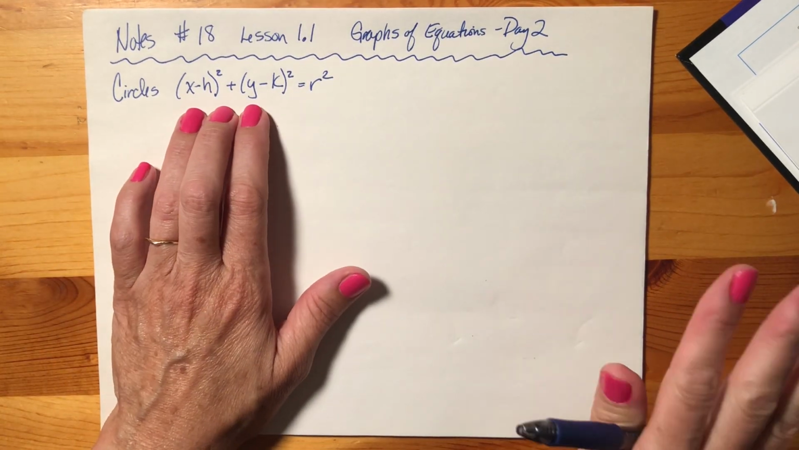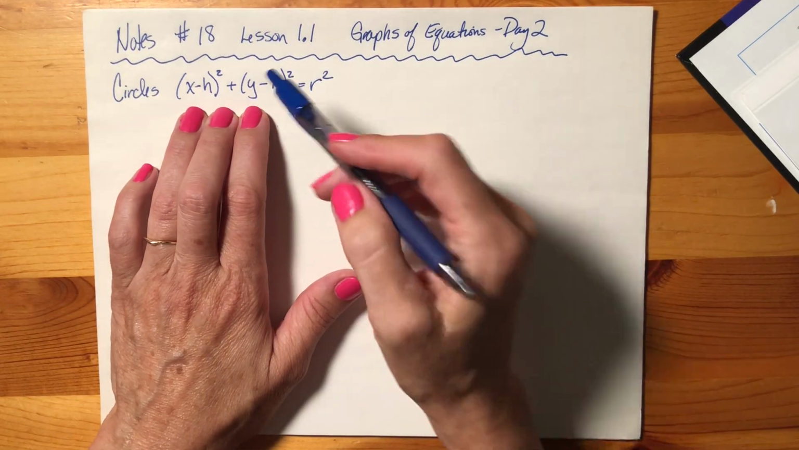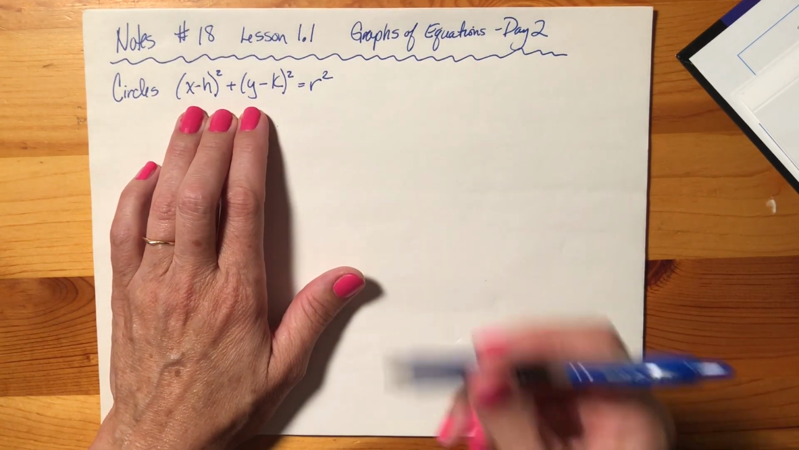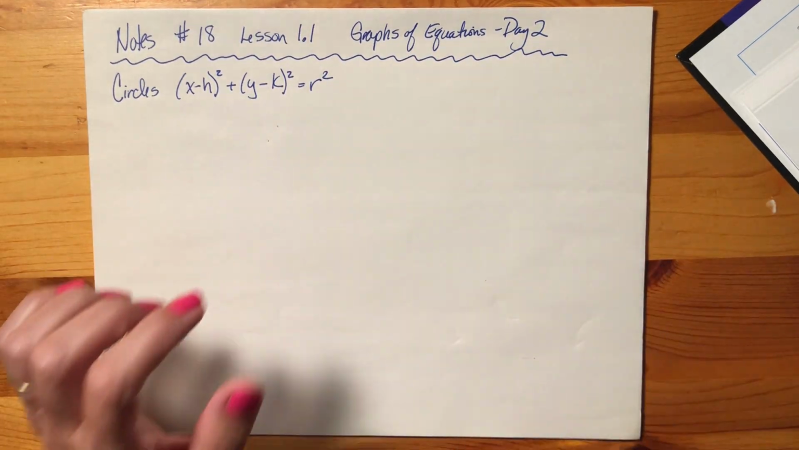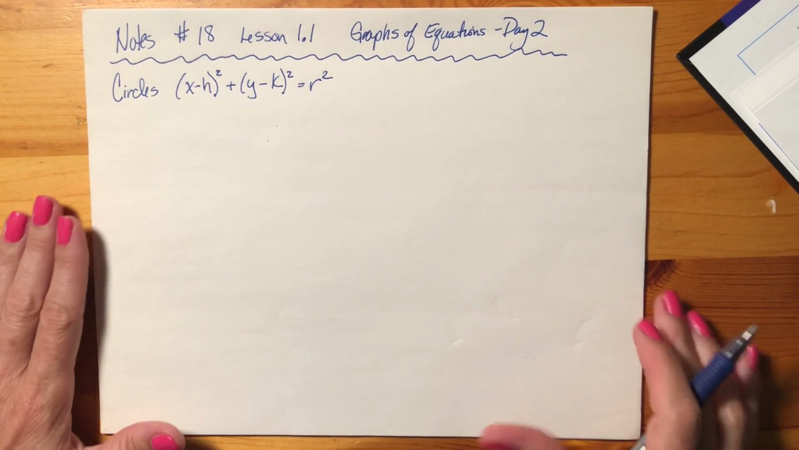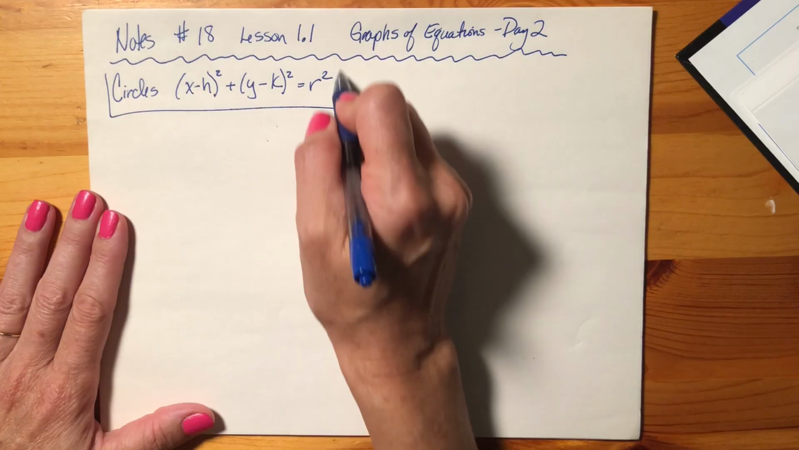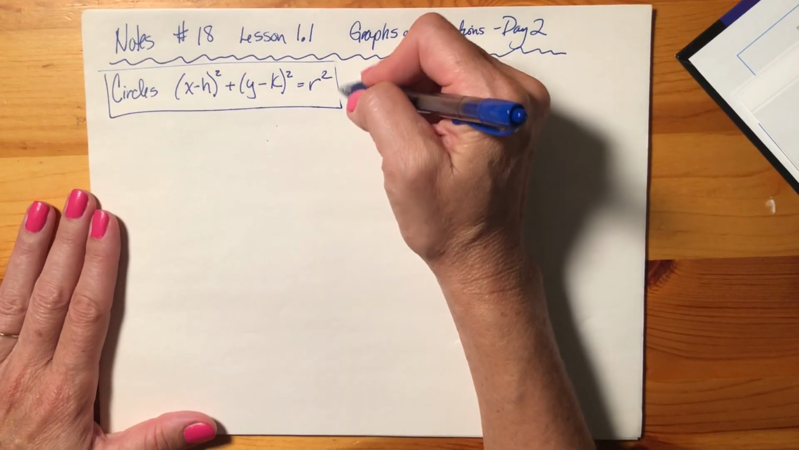You already know the formula for a circle, I'm pretty sure. That's (x minus h) quantity squared plus (y minus k) quantity squared is equal to r squared. This is what's called standard form of a circle. So this is something for you to memorize, remember it, love it, okay?